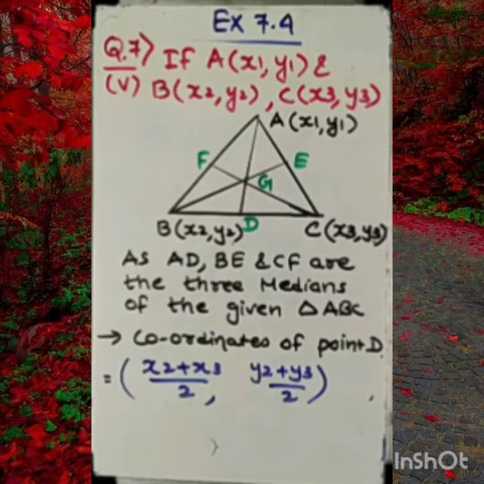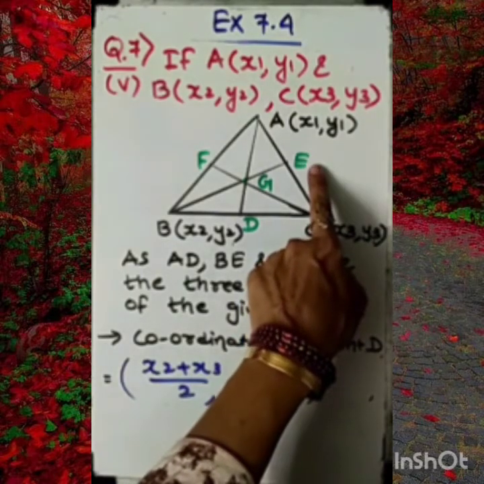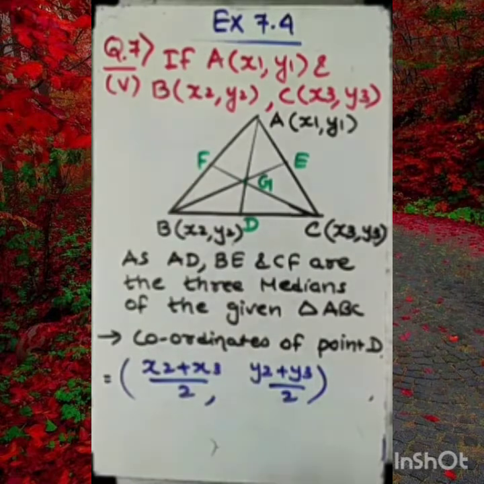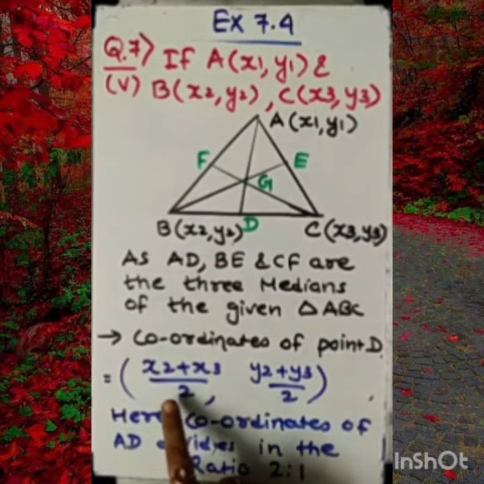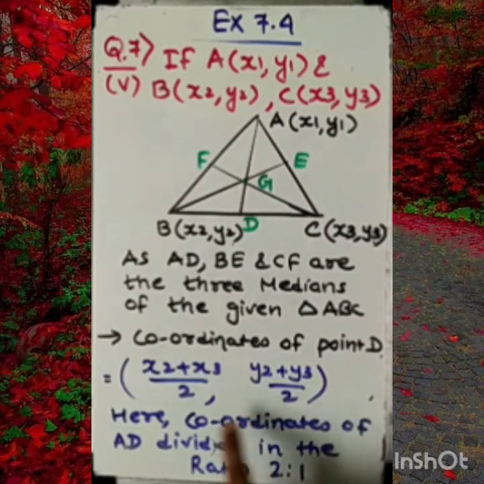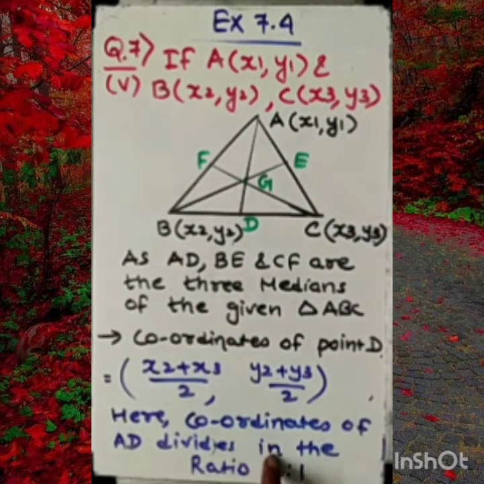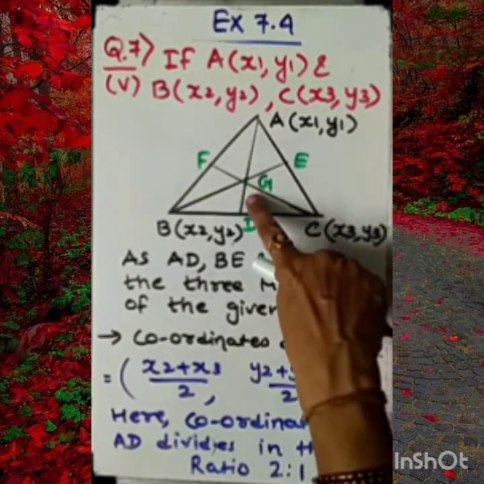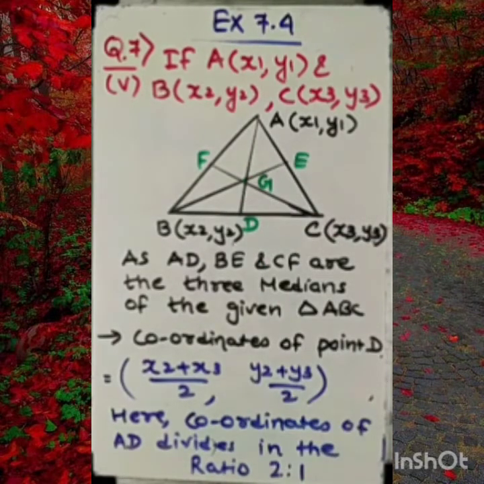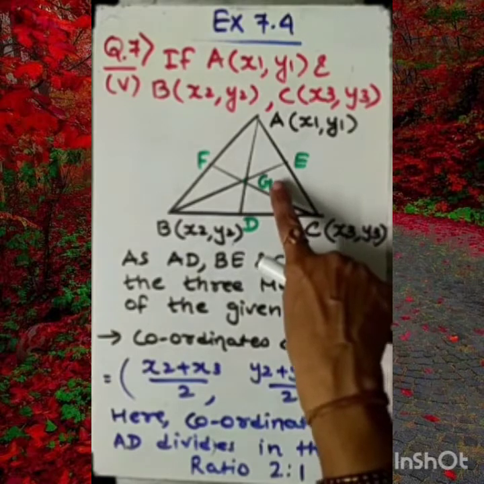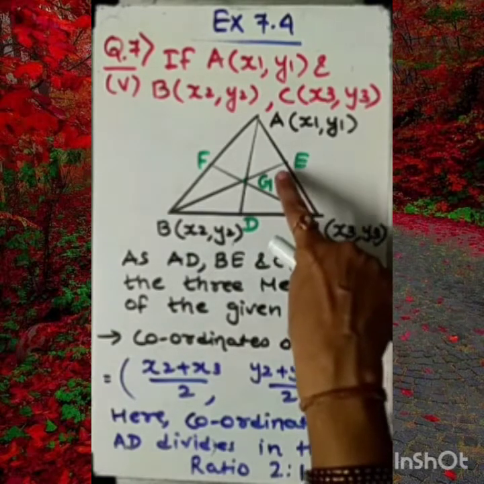Similarly, we can find the coordinates of E point, and in the same way the coordinates of F also. Got it? So my dear student, after finding the coordinates of point D, as we know, the centroid on AD divides it in the ratio 2:1. Clear to you? Remember, for the median the ratio is always 2:1. Now let's apply the section formula to find the coordinates of point G.